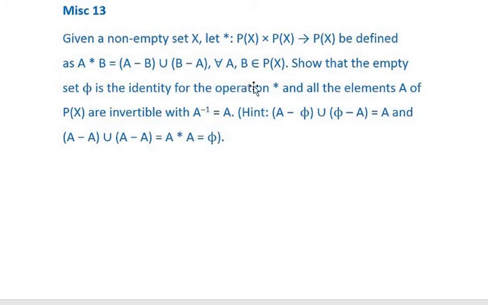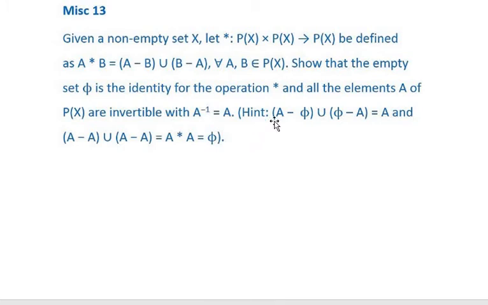Okay, now the next part of the question is, show that the empty set, that is null set, is the identity for this particular operation, and all the elements of set A of power set of x are invertible with A inverse equals to A. Means here the identity element is null set, and the inverse is the element itself will be the inverse of this element.